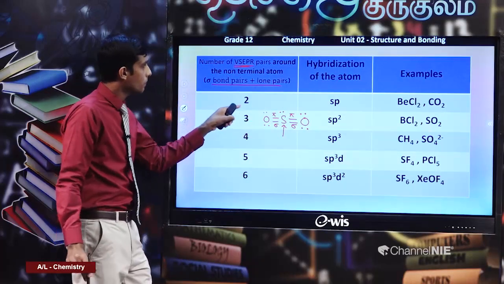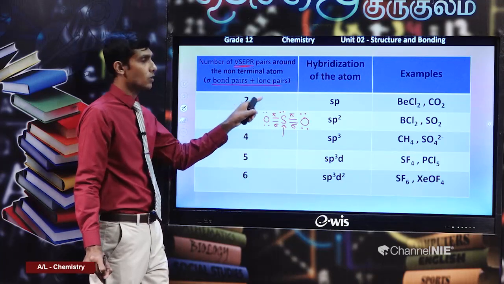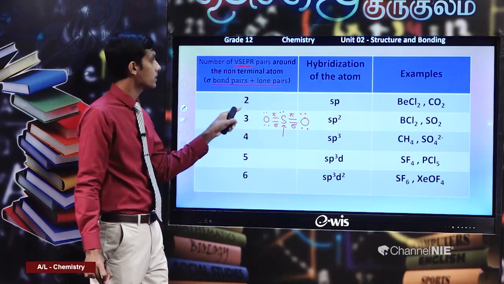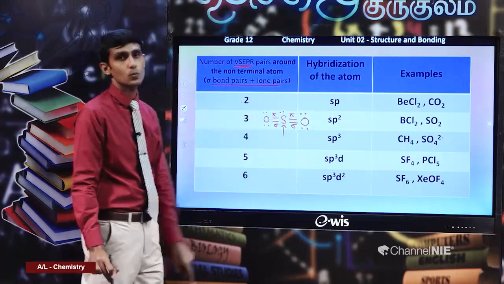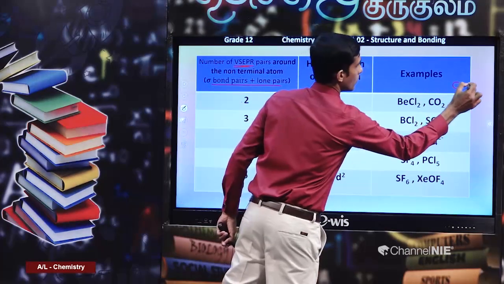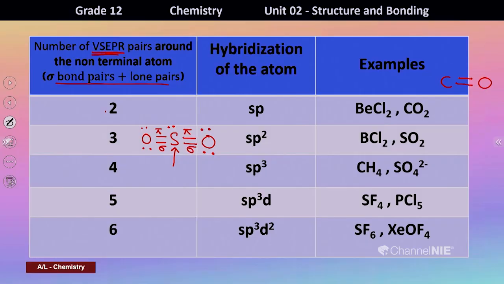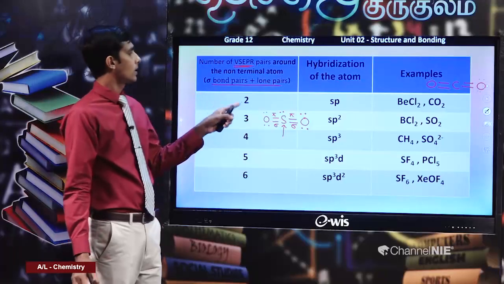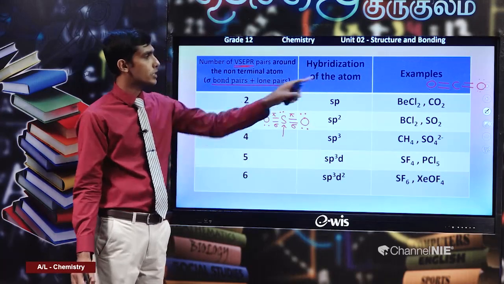If the number of sigma bond pairs plus lone pairs, that means the number of VSEPR pairs, is 2, the hybridization is sp. For example, a molecule like CO2, around this carbon you don't have any lone pair but 2 double bonds there. So that means 2 sigma bonds. So 2 VSEPR pairs. The hybridization of the carbon atom is sp.